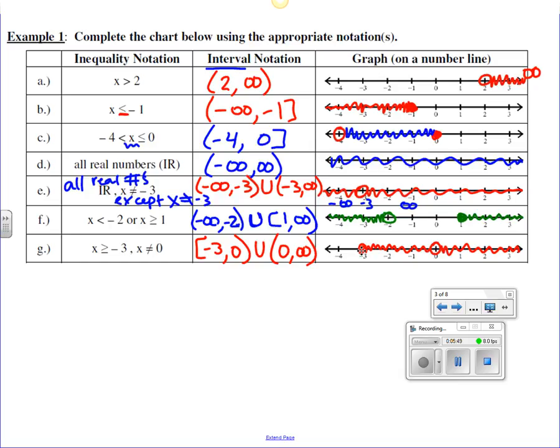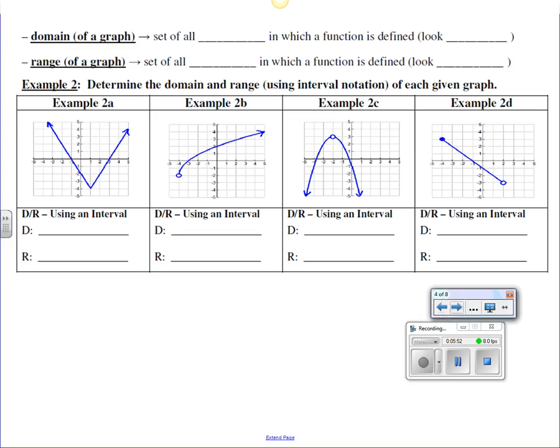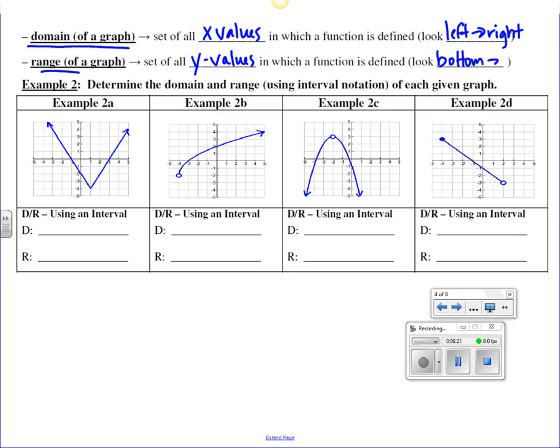Okay. All right, the domain of a graph. Again, review from Math 2 and Math 3. You did this already. It's all x values. The domain is the x values, and you look left to right on the graph to get those. The range is the set of all y values, and you look bottom to top.